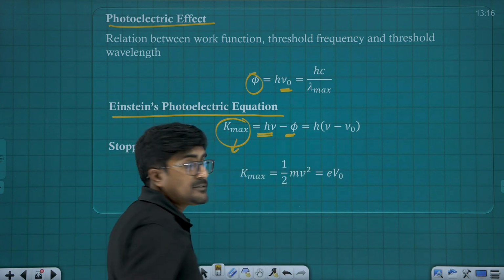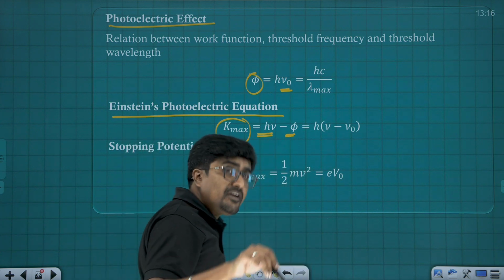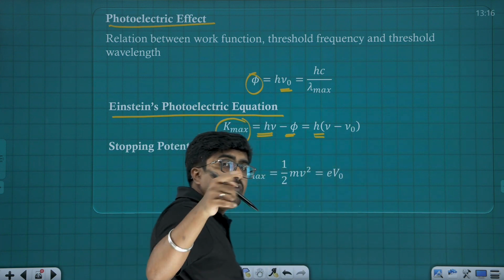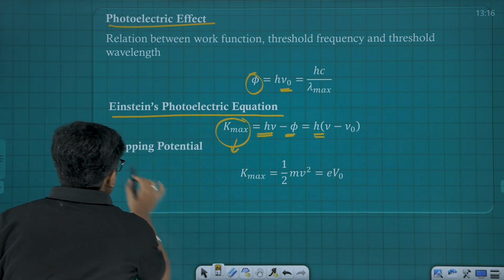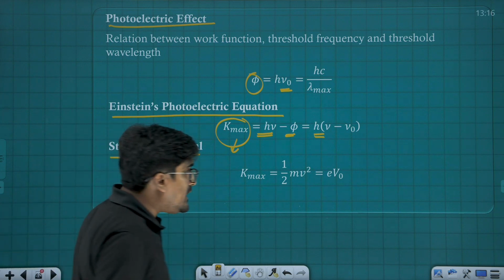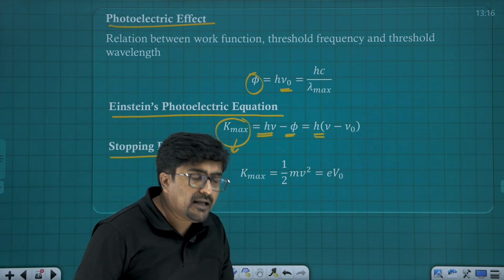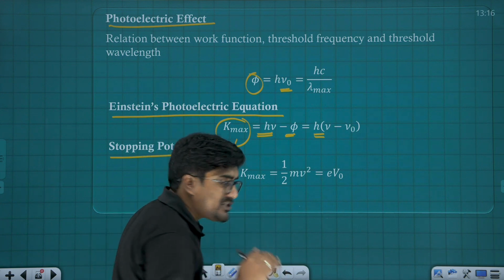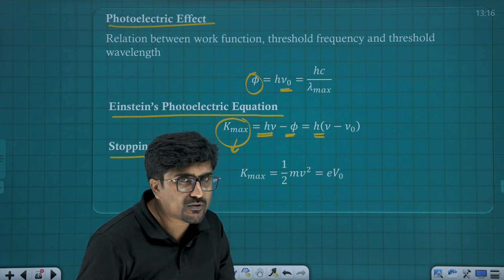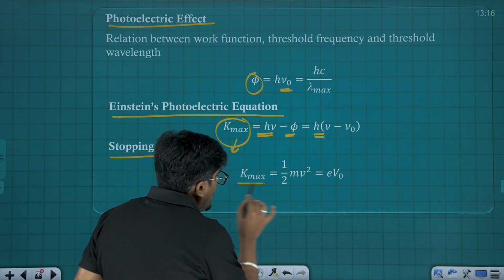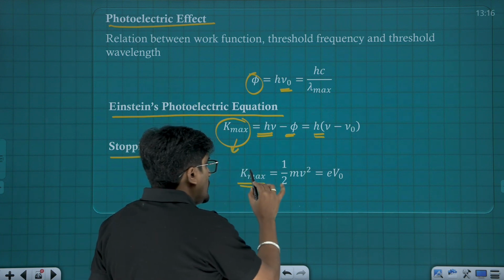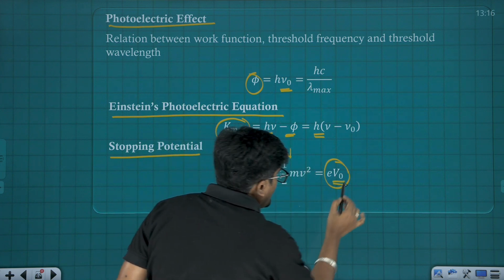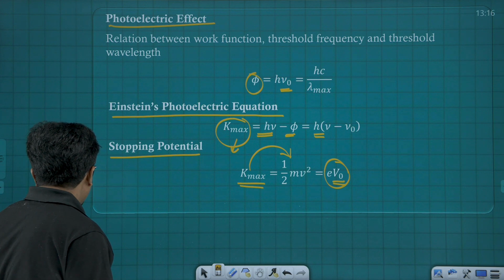Minus of work function. In terms of threshold frequency, that's going to be h into nu minus h into nu naught, where nu naught is the threshold frequency. Next is stopping potential. Stopping potential is the potential that we need to apply to completely stop these photoelectrons. So the energy that we are spending must be equivalent to the maximum kinetic energy. That is why the maximum kinetic energy of the photoelectron, half of mv square, is equal to e into V naught, where V naught is the stopping potential.